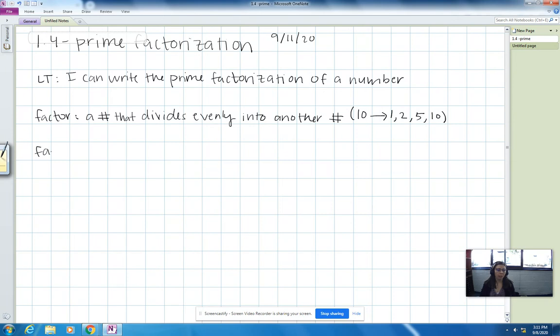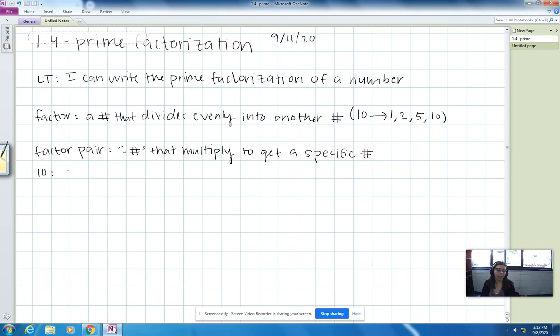Our next word is factor pair. A factor pair is two numbers that multiply to get a specific number. So when we talked about factors, those are just single numbers that divide evenly into another number. A factor pair is two numbers that multiply together to give us this number. So let's use 10 as our example again.